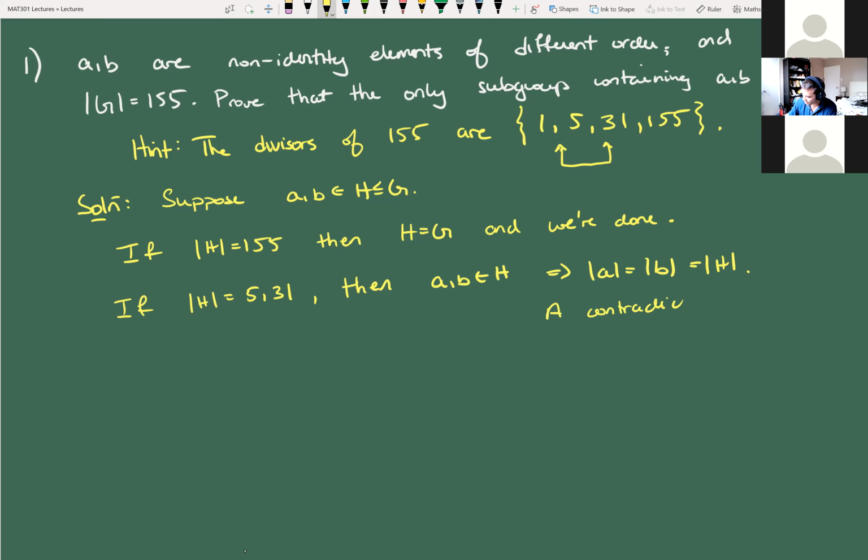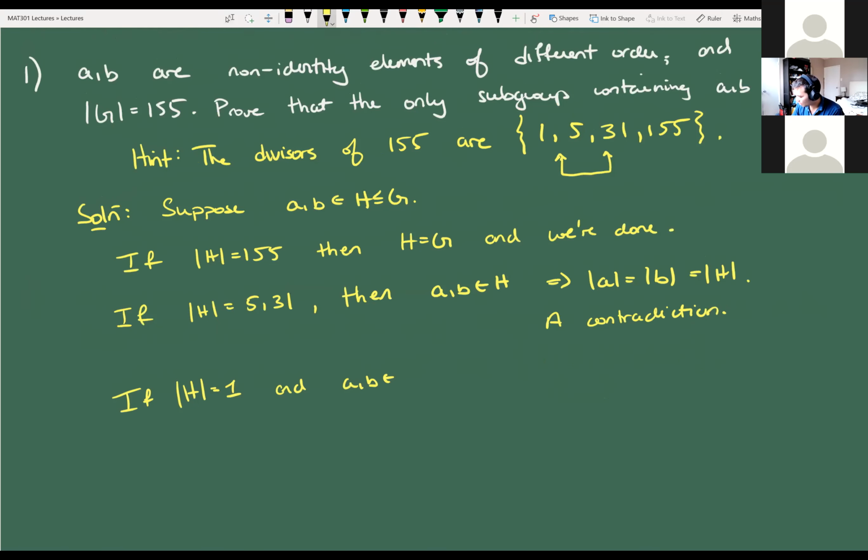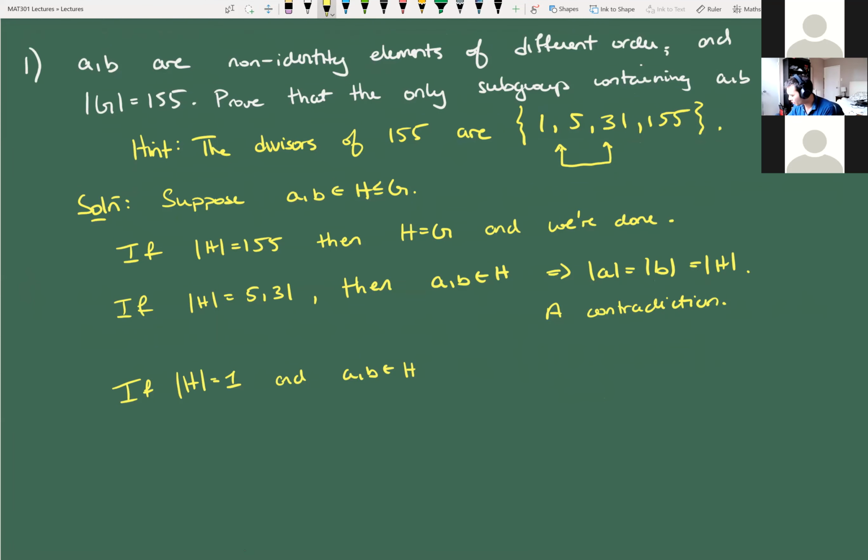Remember what I said, that it was important that they had different orders. I missed this the first time when I was doing this question before class, and I thought this doesn't have to be true. But they're different orders, so this is the important thing. Finally, H can't have order 1, because then it's the trivial group, and A and B in H would have the same order, which is also a contradiction: the order of A equals the order of B equals 1. So we've shown that no matter what the order of H is, the only possibility is that the order of H is 155, i.e. the only subgroup containing them is the original group. So we're done. Voila.